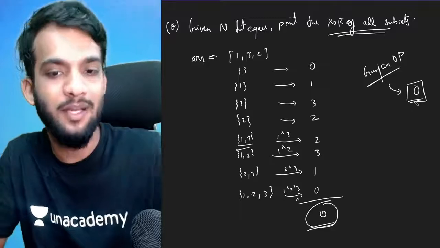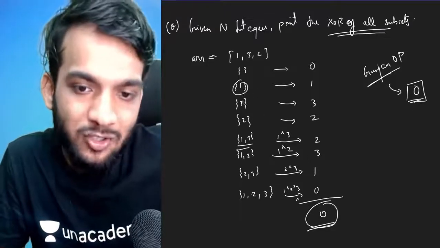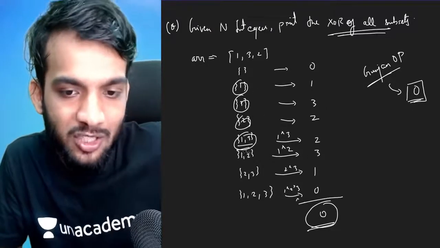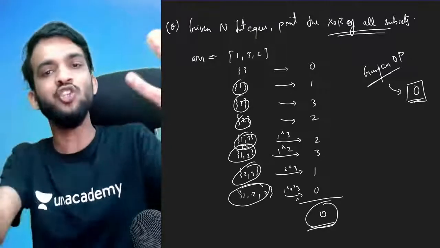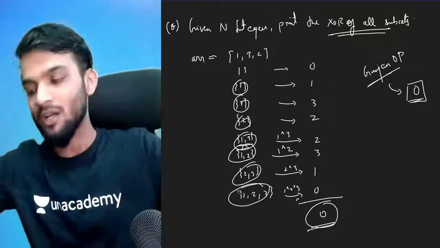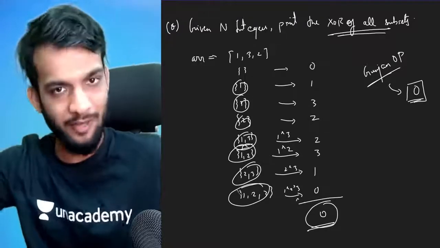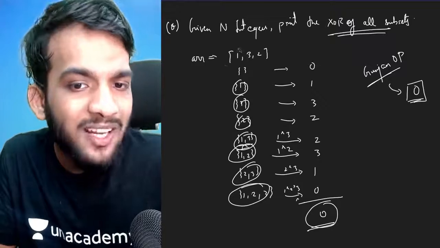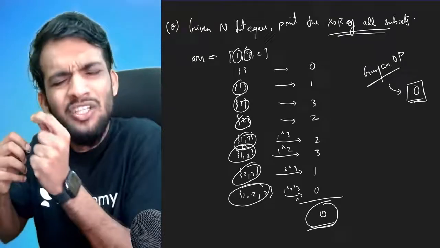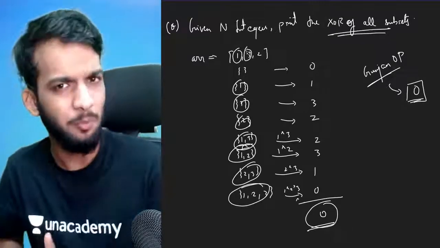In the ocean, whatever the number of elements are, ultimately I'm doing a XOR of everyone, right? So if I can figure out the occurrence of every element, I think I should be able to do this.